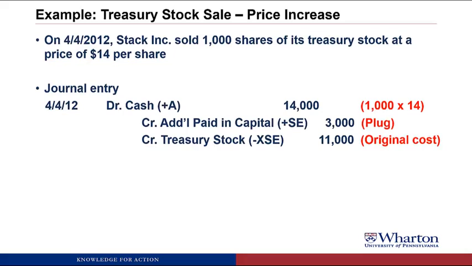And then we're going to plug additional paid-in capital. So additional paid-in capital is going to increase by $3,000. And it's going to do that simply because we cannot book a gain on this sale because it's a transaction on our own stock. Got to put it somewhere, so we put it into additional paid-in capital.